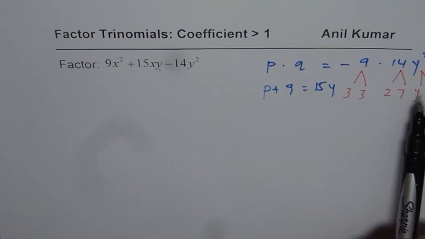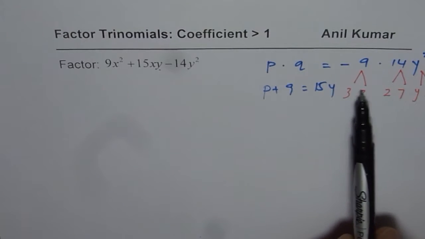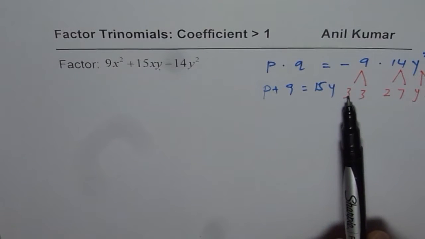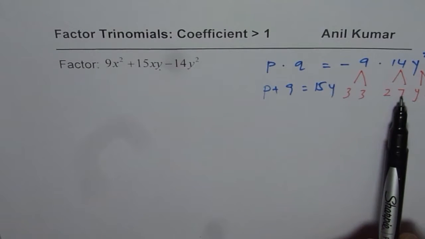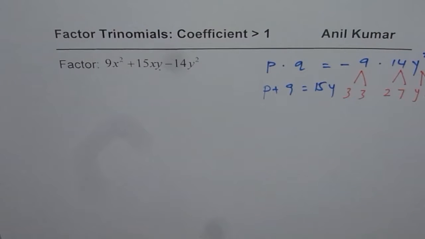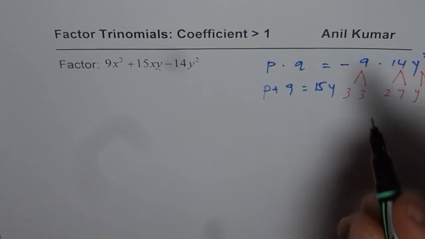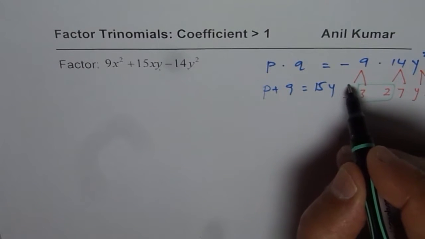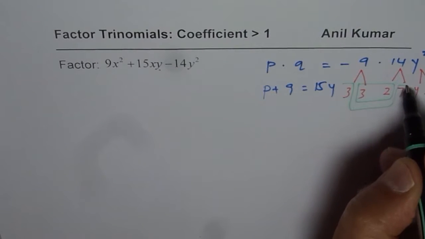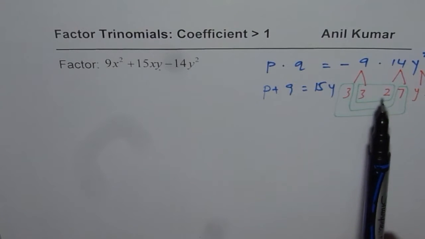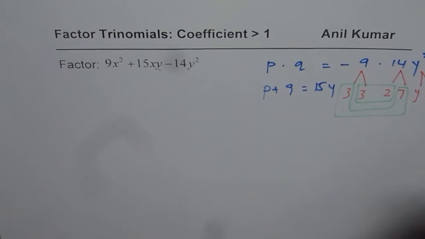Well, we should have same terms, so both the terms will have y. Let's now work with these numbers. If I have 2 times 3, which is 6, and 7 times 3, which is 21, then we know that 21 minus 6 is 15, so that works. So we could have one term which is 3 times 2, 6, and the other term which is 3 times 7, 21. And of course, 3 times 2, 6 should be negative, right?